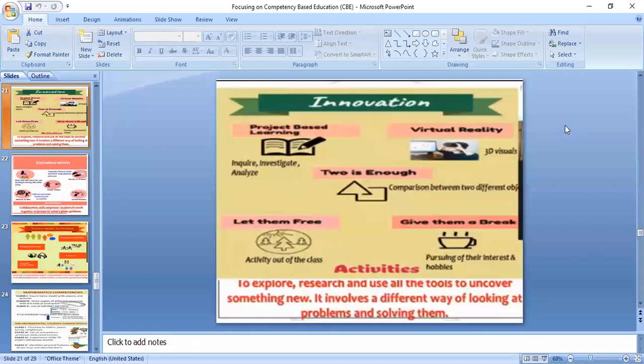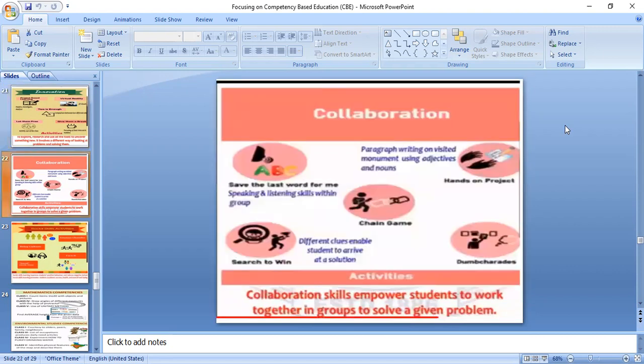Let them free. Activity out of the class we should do along with the students. We should not confine within the four walls of the classroom. We should go outside and do the activities along with the children and give them a break. They also need a break to boost their mind. So they should be provided with a break, and to explore and research and use all the tools to uncover something new. It involves a different way of looking at problems and solving them.